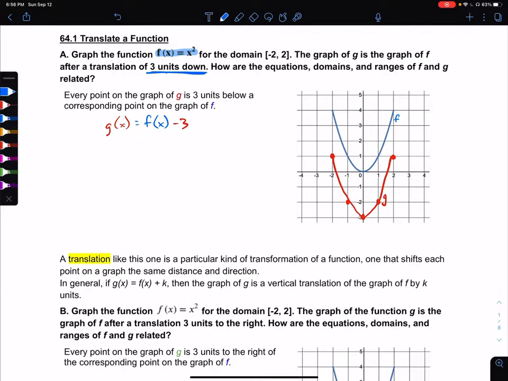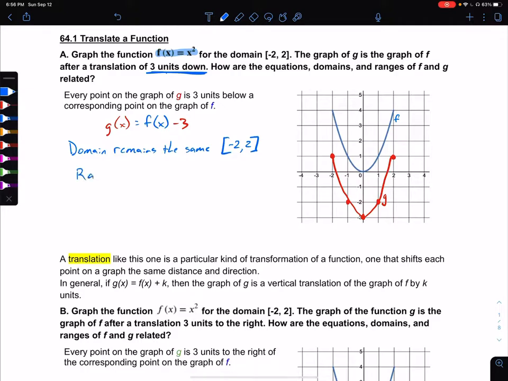Now, as for domain and range, the domain didn't change because of this area here. In terms of our x values, we didn't go left or right, so there are still the same limits, and the domain is still -2, 2. So the domain remains the same. In this case, it was -2, 2.